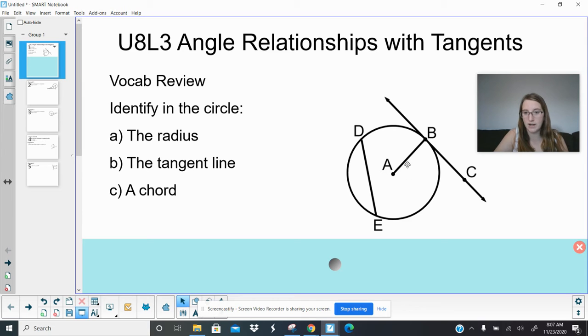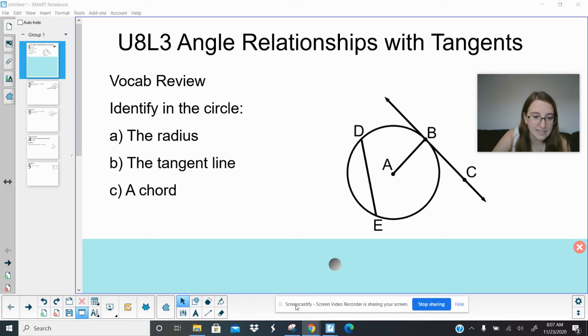We've got this little one right here, this line, excuse me, on the outside, and then this one right here. I want you to identify which one is the radius, which one is a tangent line. Remember, tangent touches. And which one is a chord. Go ahead and look back over your vocab from the first few lessons. See if you can identify which is which.